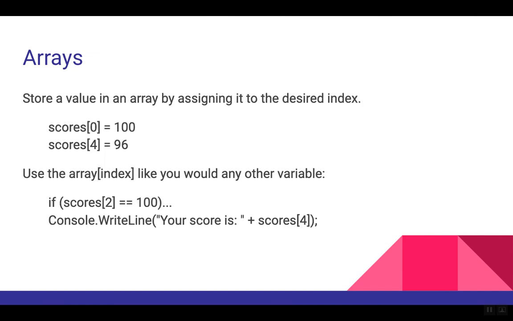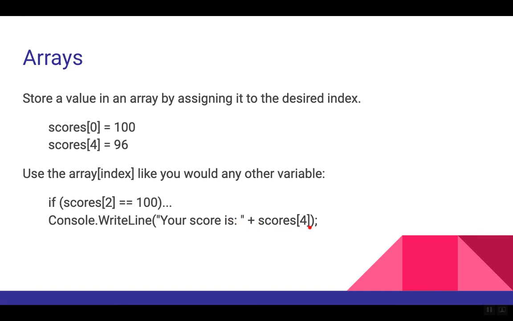So you can read and write to these variables just like you would any other variable. Once I define an array of scores with 10 elements, scores 0, scores 1, scores 2 are all variable names. I can assign a value to them using the same notation I would any other variable. Scores at 0 equals 100. Scores at 4 equals 96. I can use them in an if statement: if scores at index 2 equals 100, then do something. I can use them in a Console.WriteLine: your score is scores at element 4.